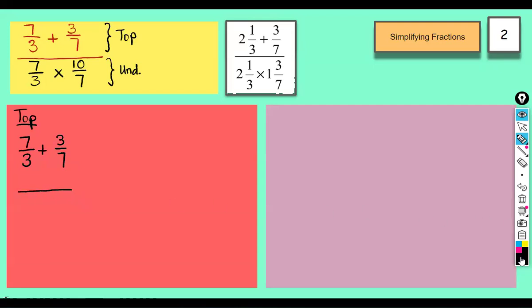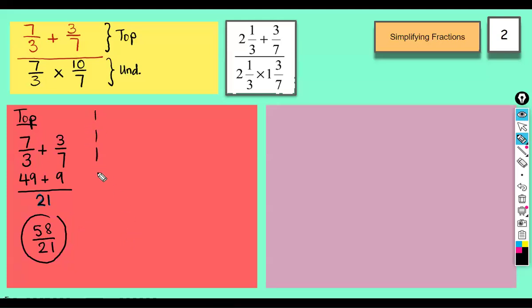Find the LCM as usual, right? LCM is 21. But that's a horrible color I used there. Let me get a better color. But there's not many colors that show well on pink or red. 3 into 21 is what? 7. 7 multiplied by 7 is 49. Plus 7 into 21 is 3. 3 by 3 is 9. So 49 plus 9 is 58 divided by 21. This is what I got when I worked out the top, right?